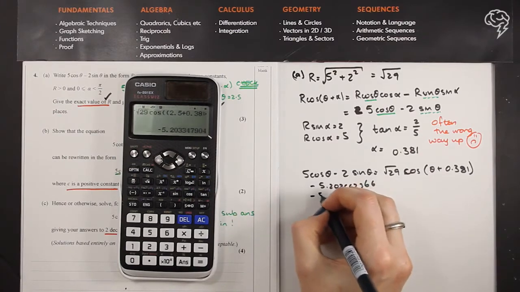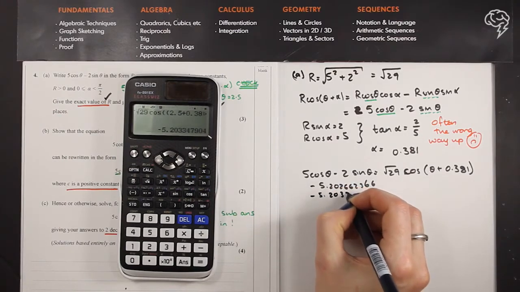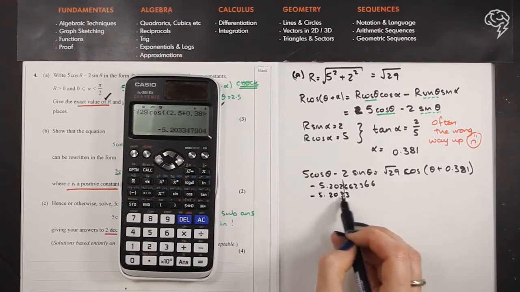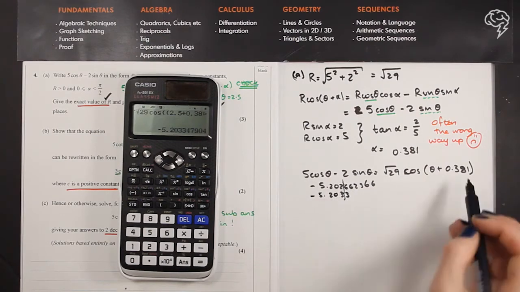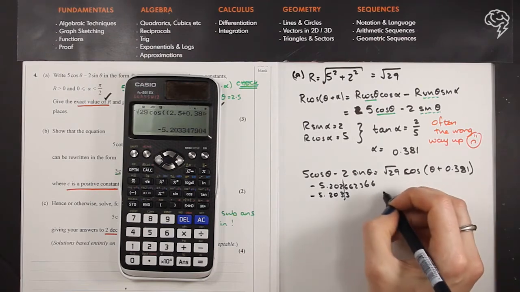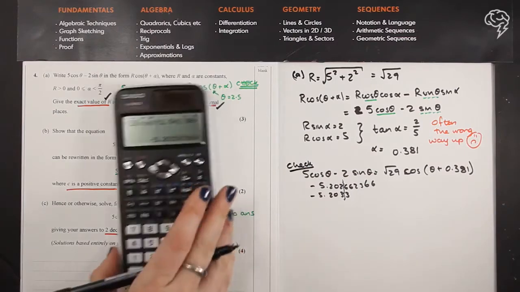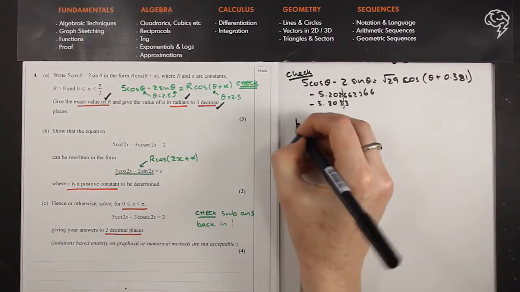Yay! I've got minus 5.2033. Well, okay, look, it matches up to 3 decimal places, which is what I'd expect because I've only got alpha to 3 decimal places. So that's my check done. I know that I'm right, which means I can carry on with confidence.